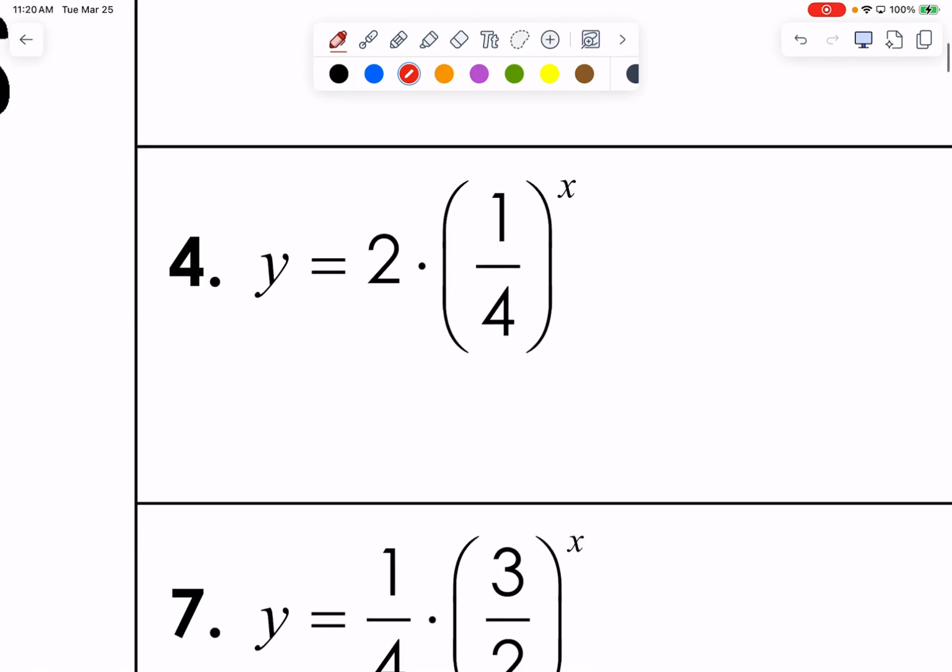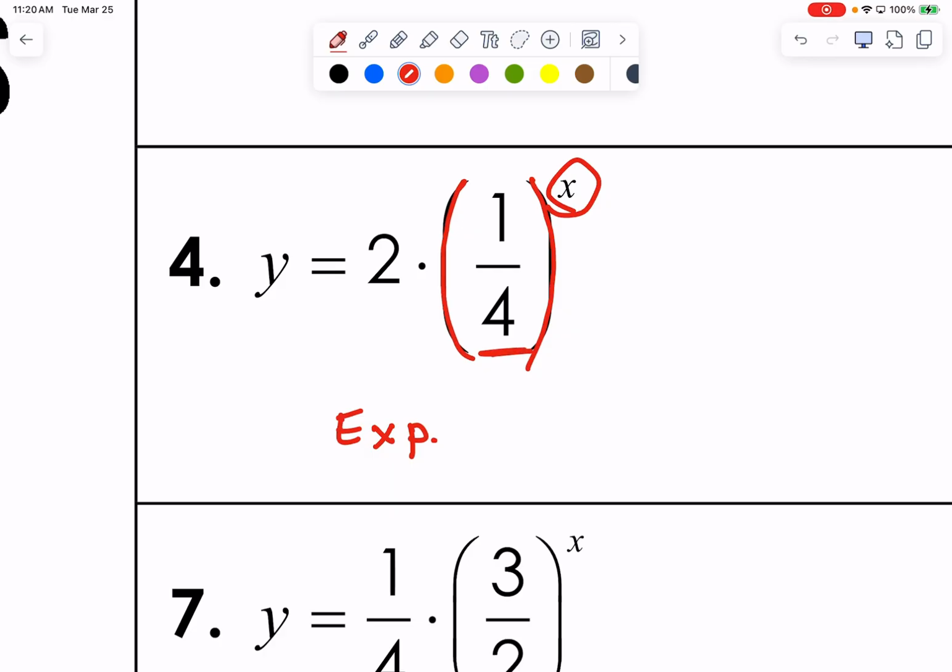What if it's parentheses and then a square? My question is, is there a plain x by itself, not in an exponent? No. So this is exponential. Anytime the x is in the exponent, it's what, everybody? Exponential. Now, is this growth or decay? Look at it. It's 1/4 to the x.